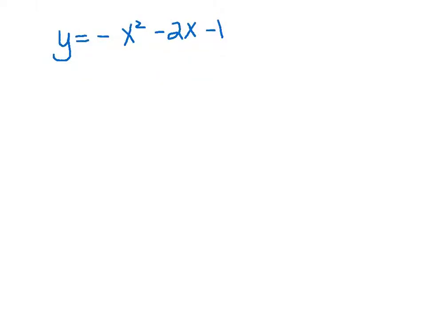Okay, quadratic equations. Before we start on our third form, let's review the other two forms that we have. The first one is standard form. It looks something like this. It has an a, b, and c value. We find the line of symmetry by saying x equals negative b over 2a.